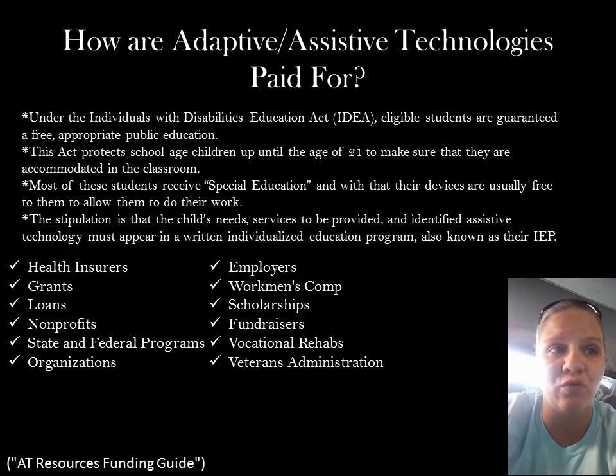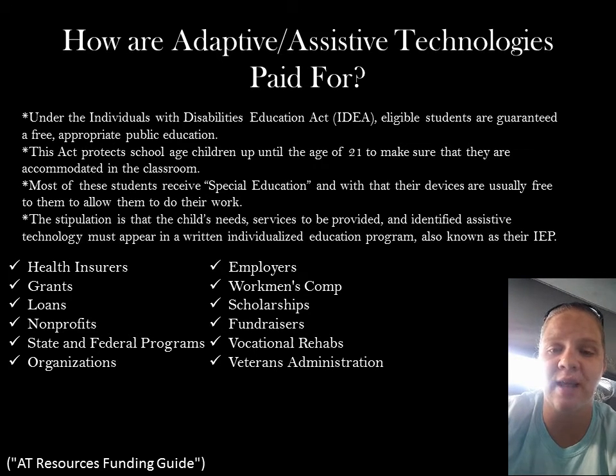Most of these students do receive special education in the class, and with that, their devices are usually free to allow them to do their work. The schools get these for free. But the stipulation is that the child's needs, their services to be rendered, and the assistive technology that they need must appear in their IEP. If it does not appear in the IEP, they are not allowed to get them through the school.